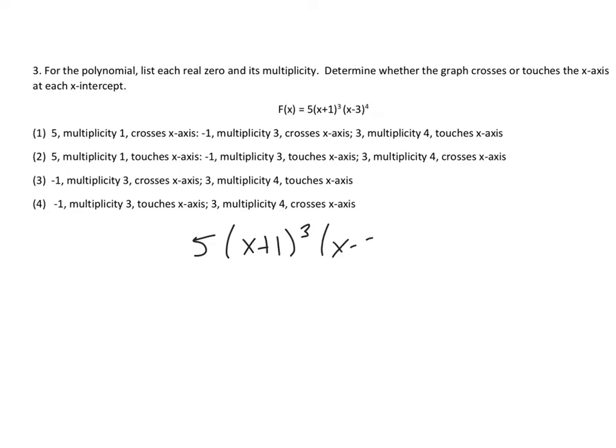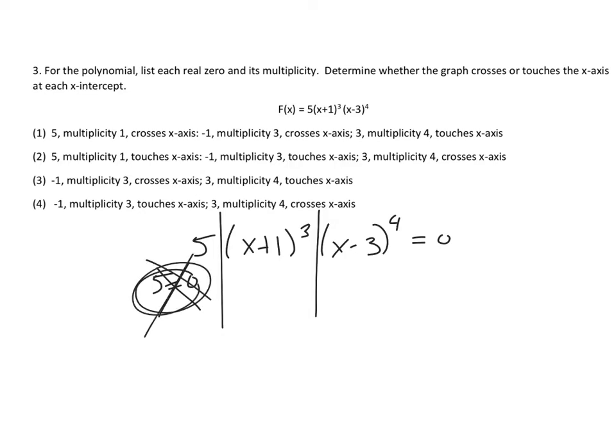When you're trying to figure out the zeros, you're setting your equation equal to 0 and breaking each piece up equal to 0. So 5 equals 0? Well, that can't happen. The 5 is actually just creating a vertical stretch on the graph. So 5 is just changing the shape. It's not a zero at all because that can't ever happen. With these two, though, we're going to set them both equal to 0, ignoring the exponents.